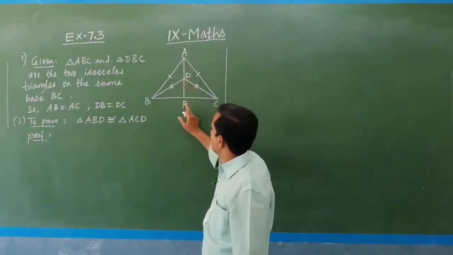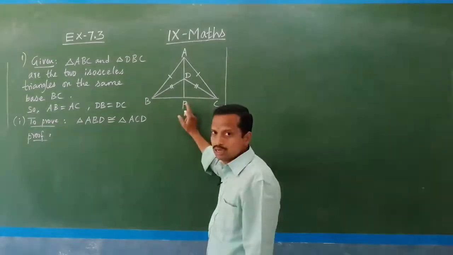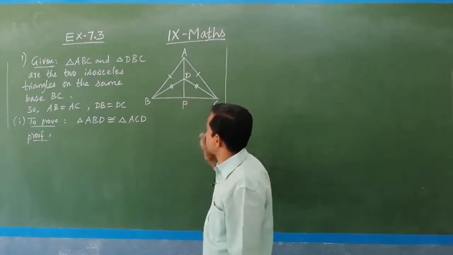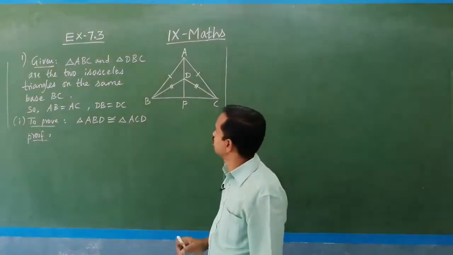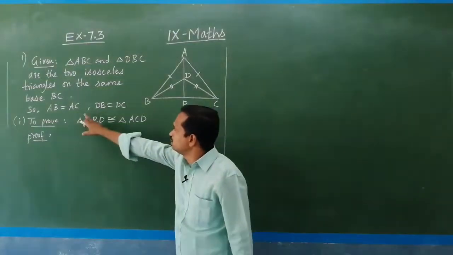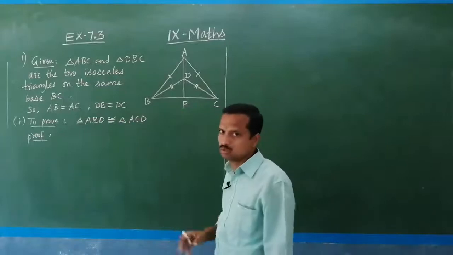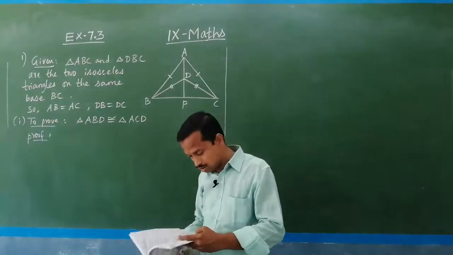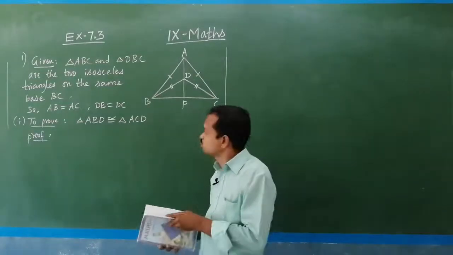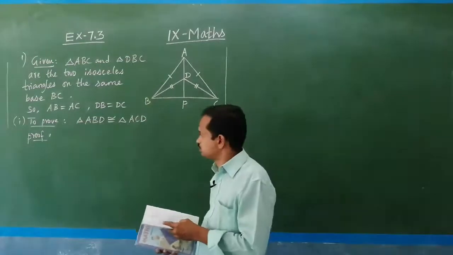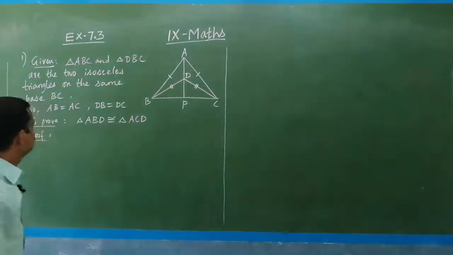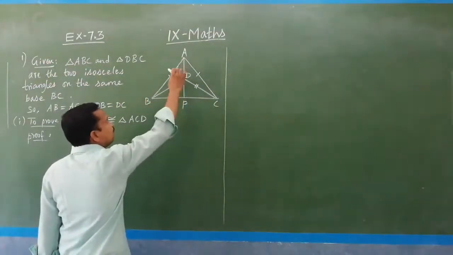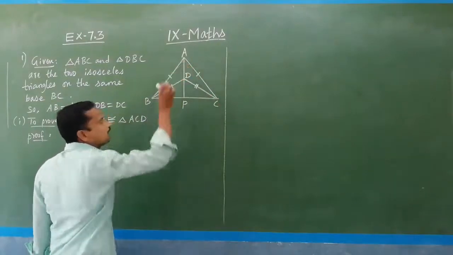Now AD is extended to P to meet BC. It is given in the book. So we have AB equal to AC, DB equal to DC, because both are isosceles triangles. To prove, the first option out of 4 options: triangle ABD congruent to triangle ACD. So this you have to prove. Take the triangle ABD and the triangle ACD. These two triangles you have to take.